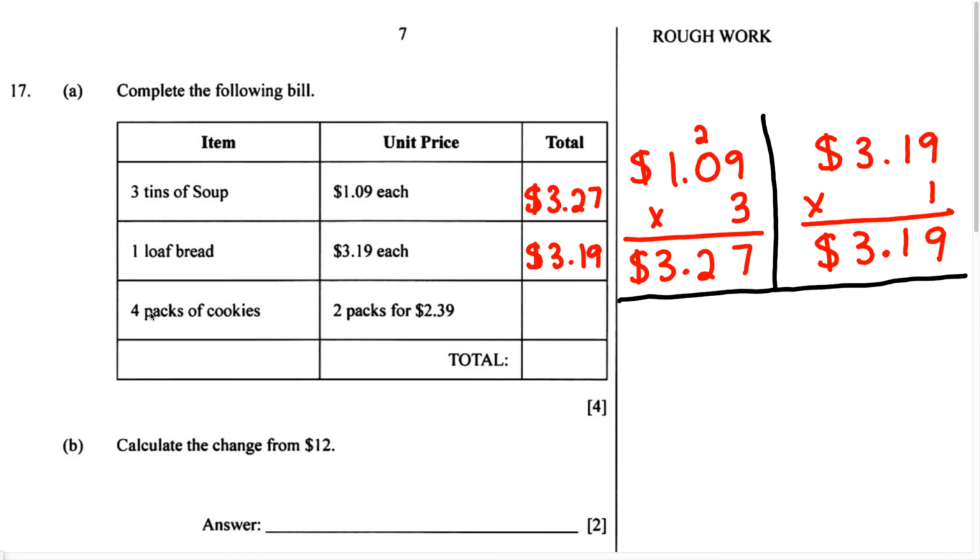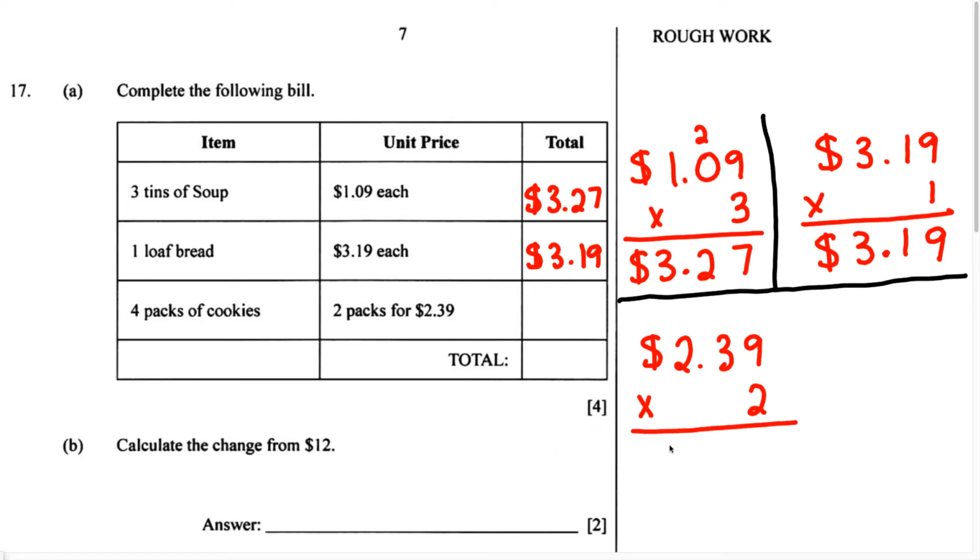Now they say 4 packs of cookies and the unit price is going to be 2 packs for $2.39. So this one is a little tricky, but don't get confused. It says 2 packs for $2.39. And if we have 4 packs all together, we know that's just going to be two lots of two packs. Therefore, we can just say $2.39 multiplied by 2.